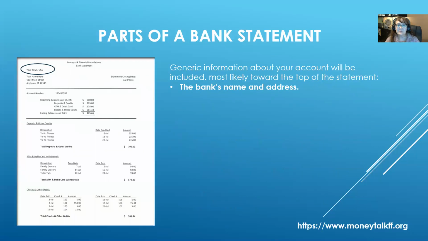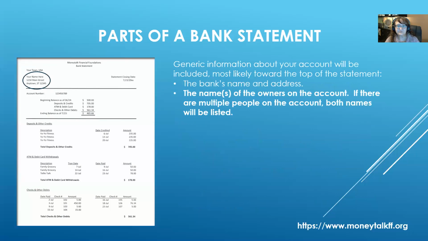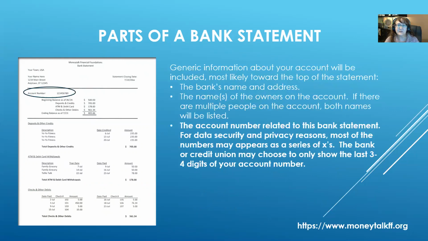For the generic information that's on your account, somewhere on there will be your bank or credit union's name and address, the name or names of people who are the owners on the bank account. So if it's you and your spouse, parent and child, or just you, both names will be on there if there's more than one. And then the address that's on file for the account. So if you're having it mailed to your home address, then it will be your home address that will be displayed there. Your account number will be on there.